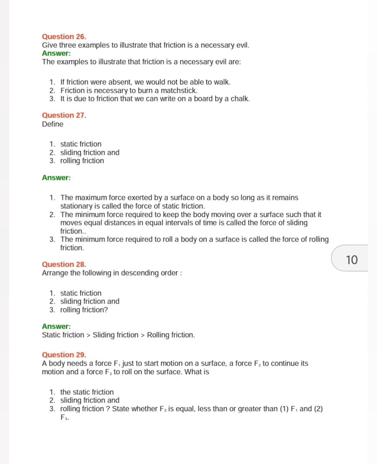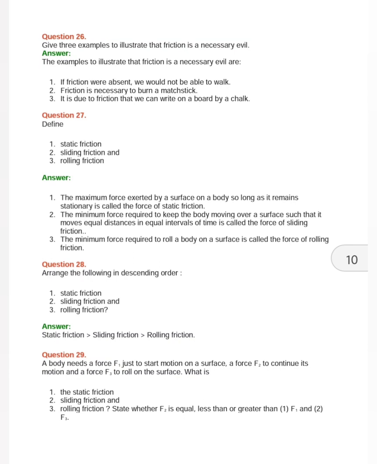Question 27. Define 1. Static friction, 2. Sliding friction and 3. Rolling friction. Answer. 1. Static friction. The maximum force exerted by a surface on a body so long as it remains stationary is called the force of static friction. 2. Sliding friction. The minimum force required to keep the body moving over a surface such that it moves equal distances in equal intervals of time is called the force of sliding friction. 3. Rolling friction. The minimum force required to roll a body on a surface is called the force of rolling friction.